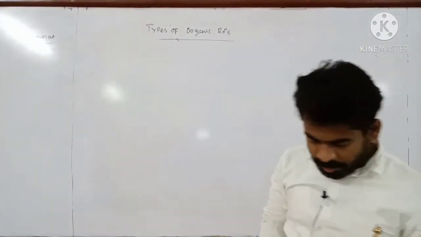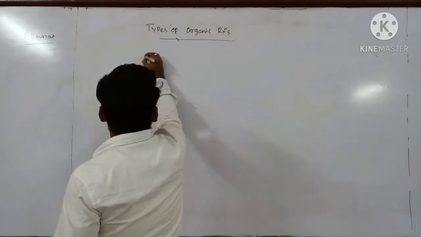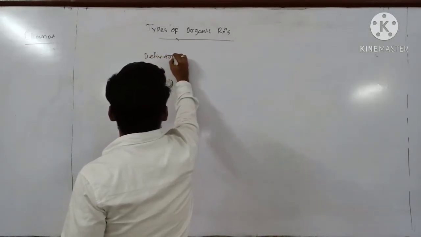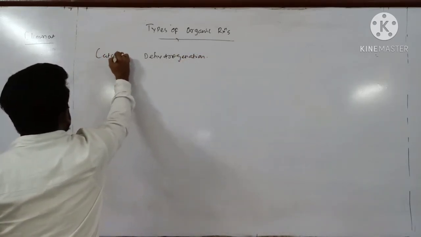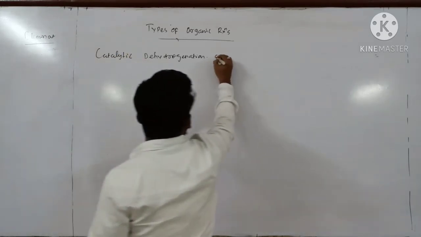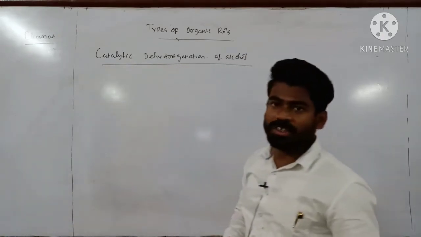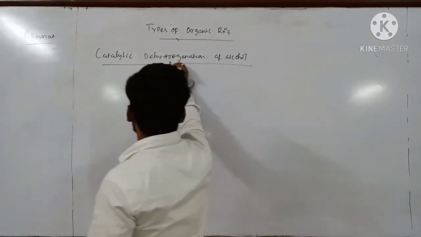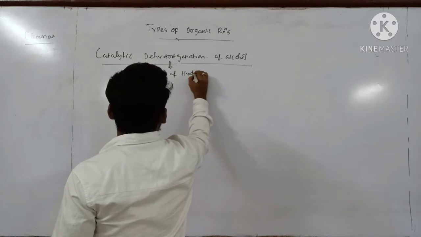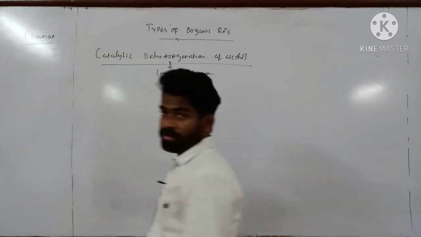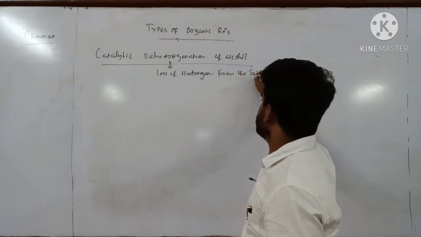Let us consider few examples of elimination reaction also. Dehydrogenation, or you can say catalytic dehydrogenation. Better will be catalytic dehydrogenation of alcohol. Catalytic dehydrogenation means again elimination of a hydrogen, or you can say loss of hydrogen from the substrate molecule.